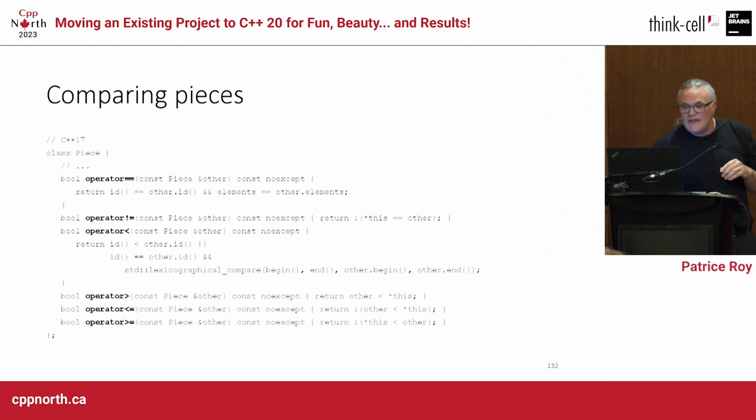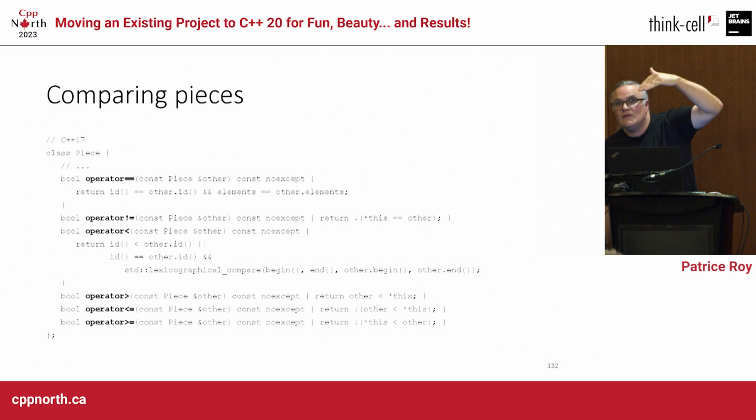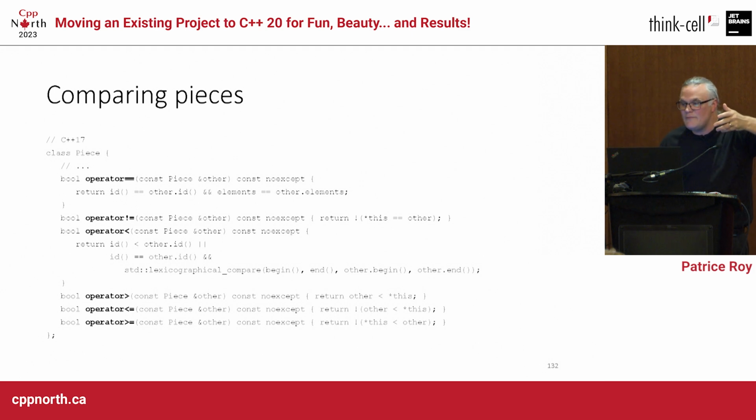So the whole thing before looked like this. It's a tiny slide with tiny fonts because there's a lot of code, but I have equal equal, and then different from written in terms of equal equal, and then less than, and the other 3 written in terms of less than, because I'm not crazy enough to rewrite that thing and debug everything.